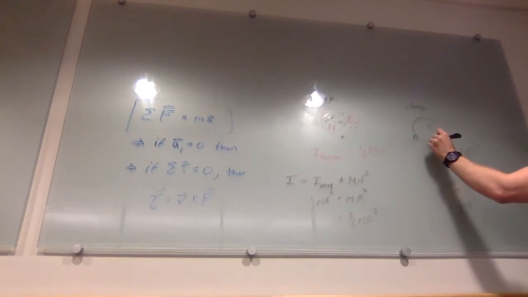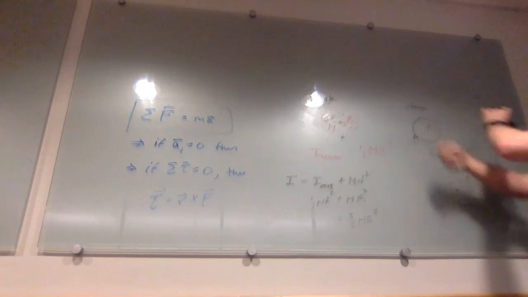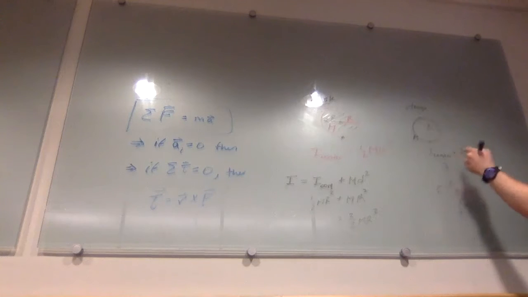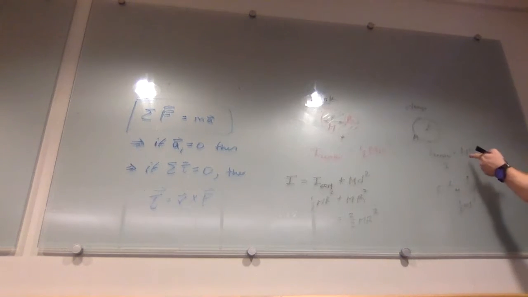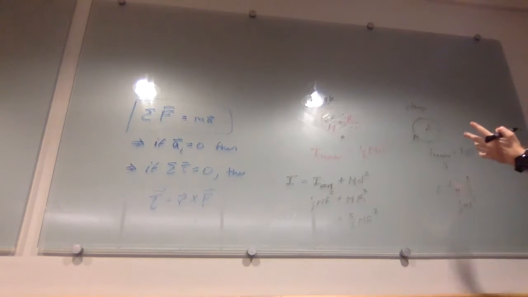So if we want to say a hula hoop, let's say around a point, so it would just be going like this. Then we would do the same thing. We have mr squared, and the center of mass is still in the center. Remember that it's important that there's no mass at this center. So the center of mass doesn't have to be in the object.